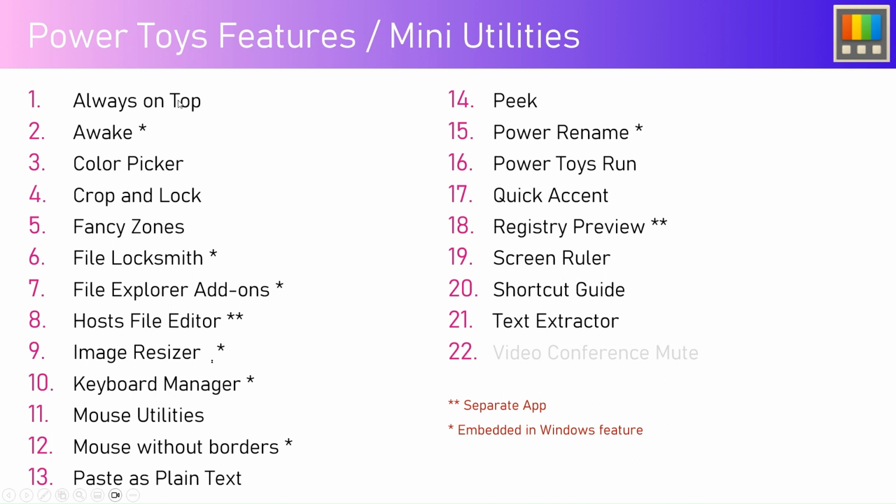Now, anything which is not marked with any symbol can be operated using a shortcut key on your keyboard. Anything which is marked with a star, an asterisk, basically operates within an embedded feature in Windows. So File Locksmith works with File Explorer. If you open File Explorer and operate File Locksmith, then it will work. Image Resizer also, if you right click on any image, then you can resize the image.